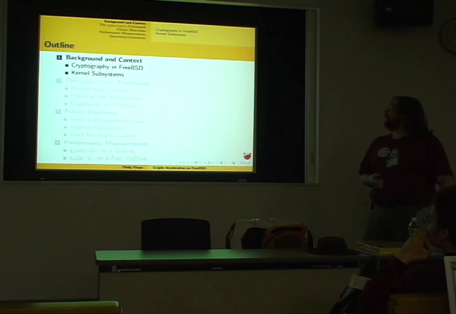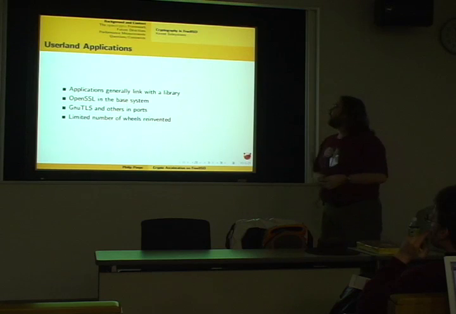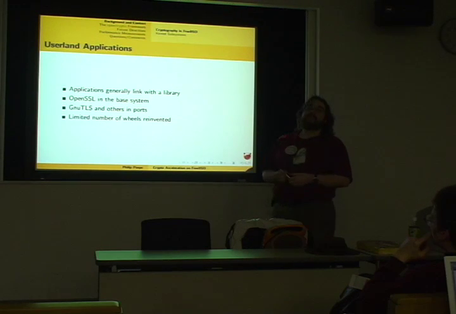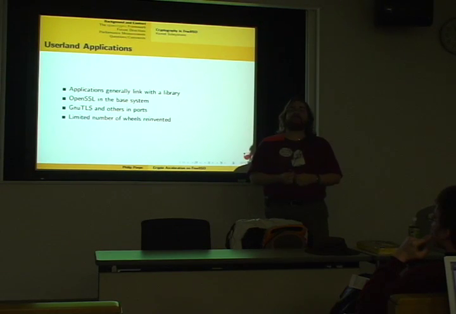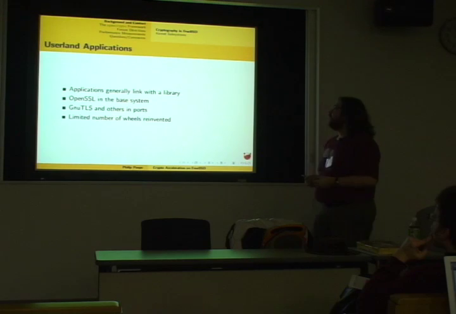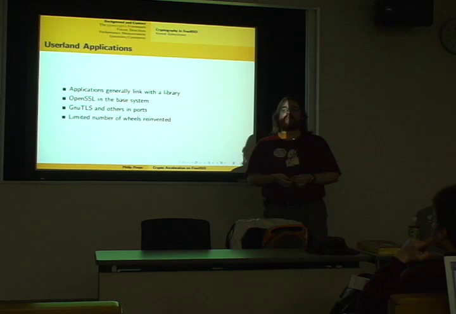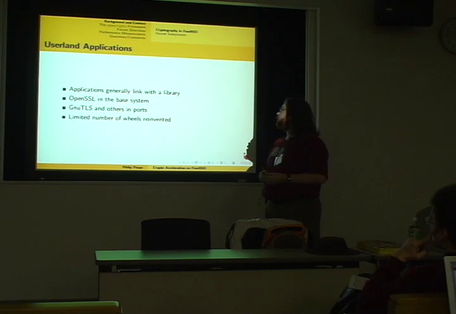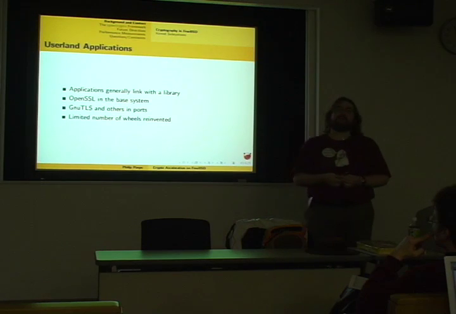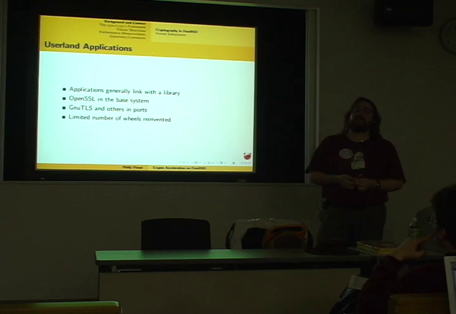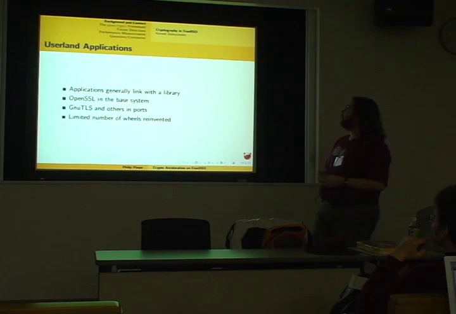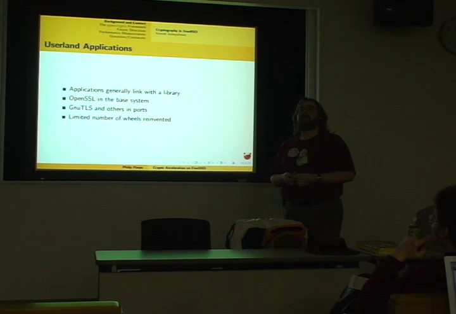So, a bit of context. In userspace, surprisingly, things are much easier than in the kernel. Usually, applications will link with a library like OpenSSL, which is in the base system, or OpenVPN, which is in the ports, to do their cryptography for them. And this is a widely accepted interface, which is well known. And few applications will actually reinvent wheels to do cryptography.